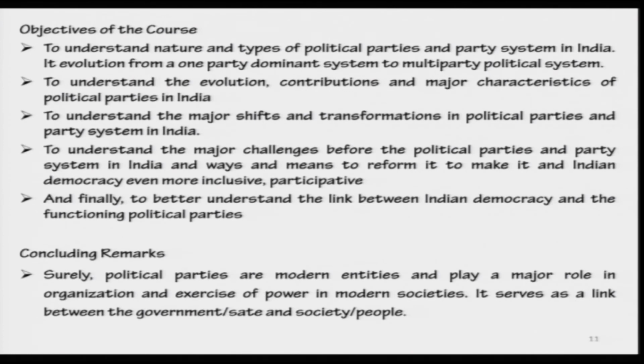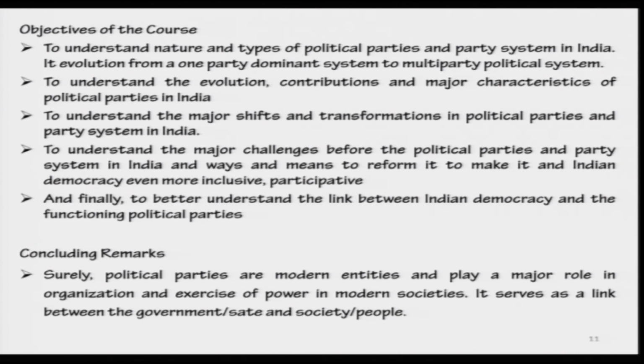Now, to briefly discuss the objectives of this course: the first is to understand the nature and types of political parties and party system in India. So, particularly we will focus on the political parties and party system in India, their nature and their types, and how it evolved from a one party dominant system to a multi-party political system. Then, to understand the evolution, contribution and major characteristics of political parties in India, and to understand the major shifts and transformations in political parties and party system in India.